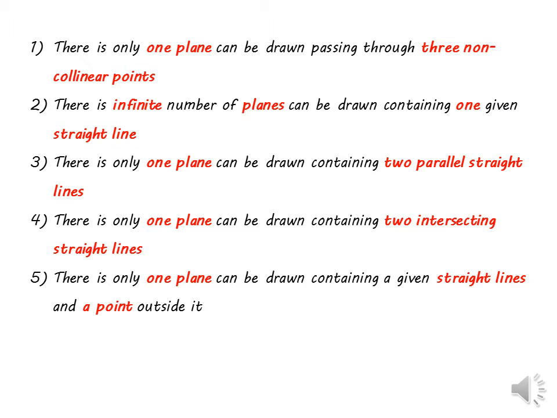There is an infinite number of planes that can be drawn containing one given straight line. There is only one plane that can be drawn containing two parallel straight lines, or two intersecting lines, or a straight line and a point outside it.